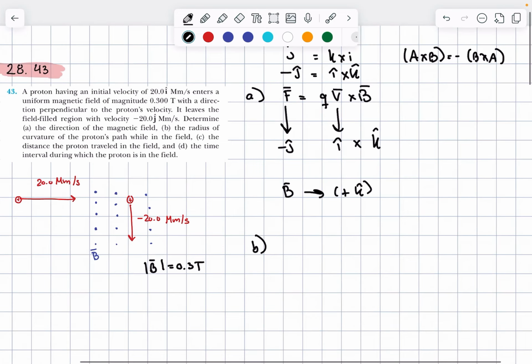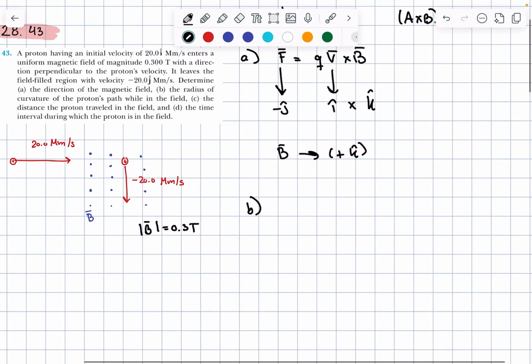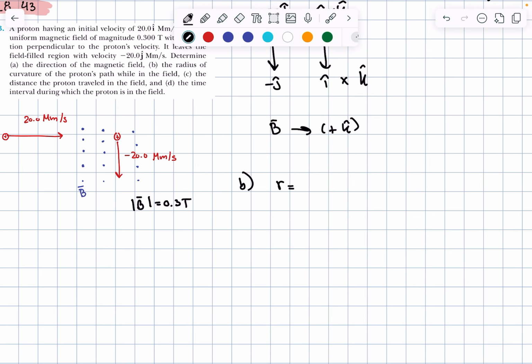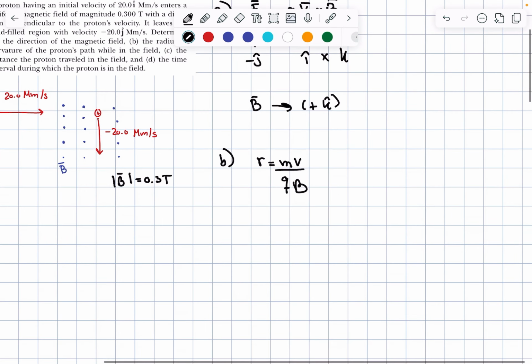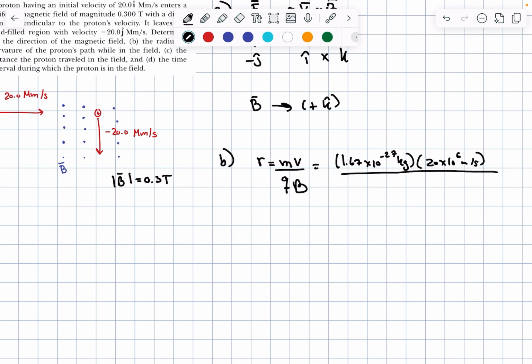Now for B, it says, find the radius of curvature of the proton's path while in the field. We have an equation for that: R is equal to mv divided by qB. Put everything into SI units and all the units should cancel out, right? So we have m, the proton mass, 1.67 times 10 to the negative 27 kilograms. Velocity is 20 times 10 to the 6 meters per second. And then we have all of that divided by q, which is 1.6 times 10 to the negative 19 coulombs, times B in tesla, so 0.3 newton seconds per coulomb meter.